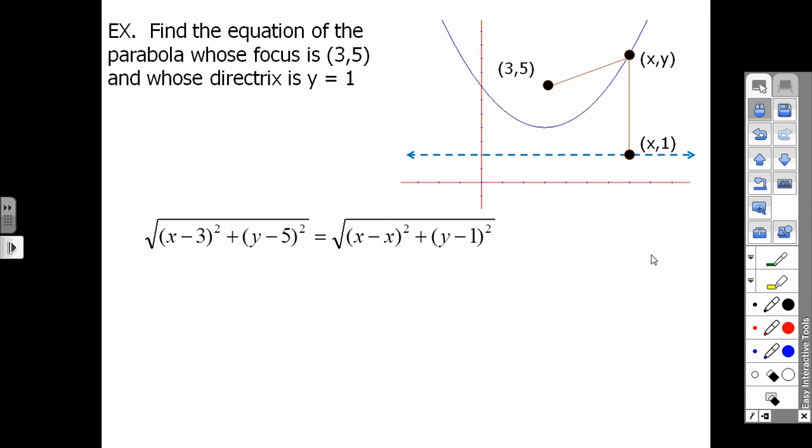So let's do that. All right, hopefully you guys remember the distance formula: x1 minus x2 quantity squared plus y1 minus y2 quantity squared. Okay. So now we're going to do a little simplification here to try to get it into our quadratic form where we have either y equals x squared or x equals y squared.